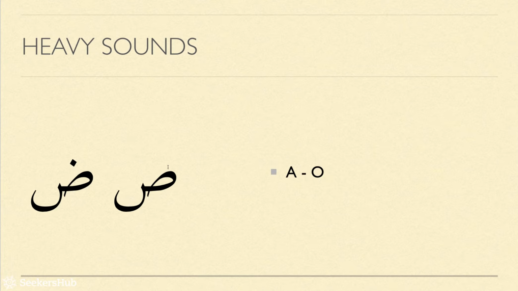Now, because of this raising of the back of the tongue, when you say Sad, and Al-Lad, the A sounds tend to actually sound like O sounds.